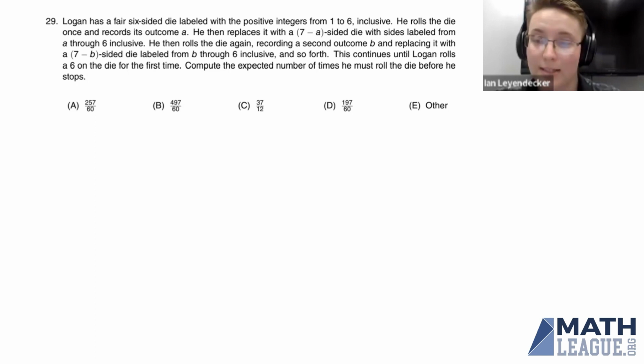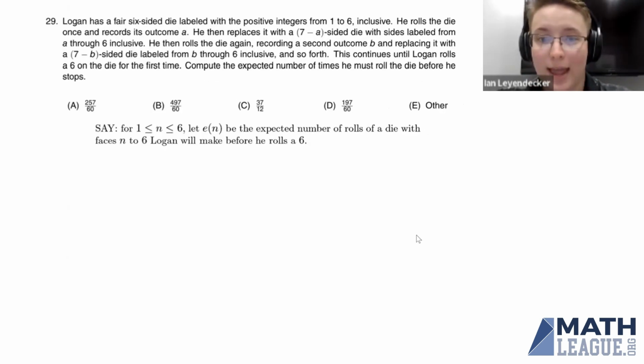One way that might be easiest is if we start by thinking from his last rolls downwards. To make this a little bit easier, let's come up with a function e such that for any n between 1 and 6 inclusive, let e of n be the expected number of rolls of a die with faces n to 6 that Logan will make before he rolls a 6 during his game.